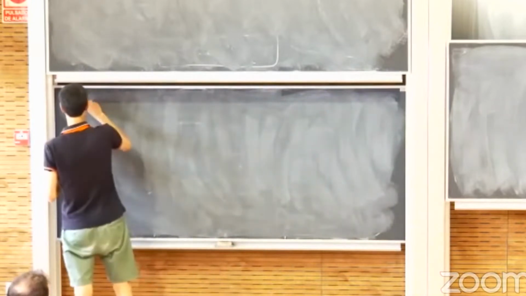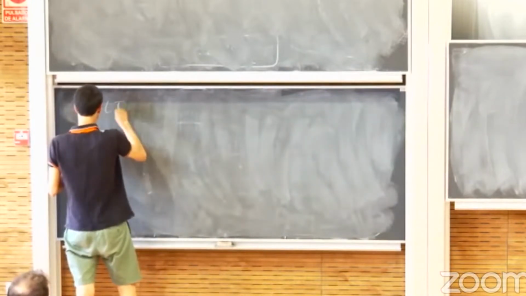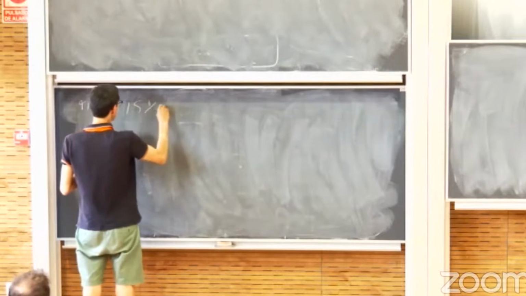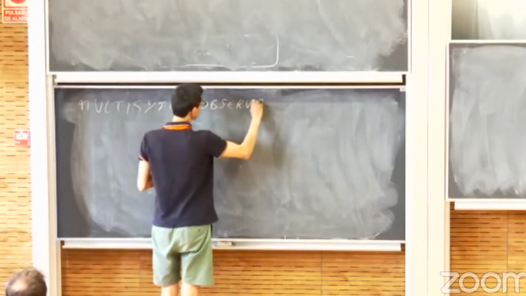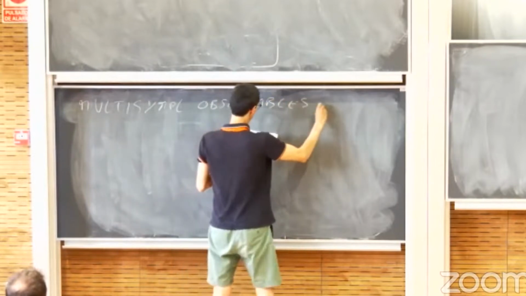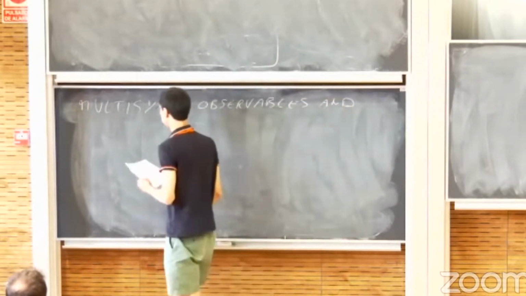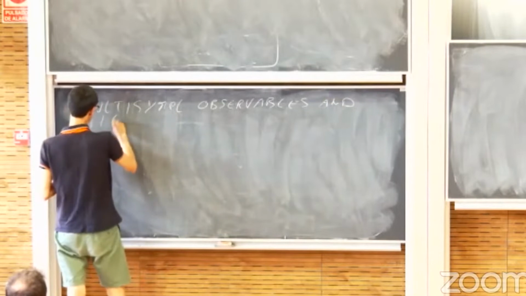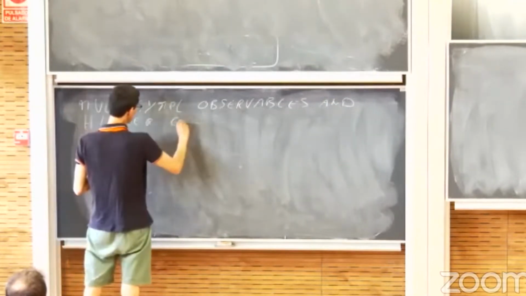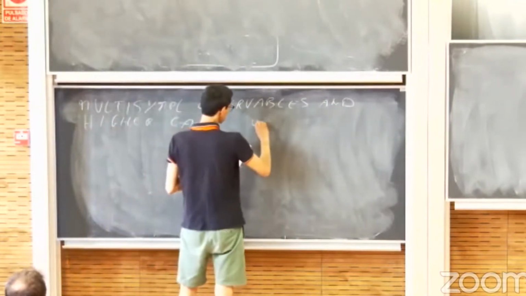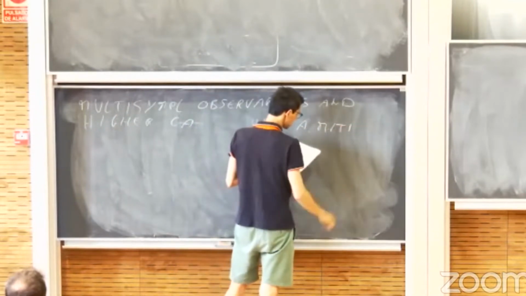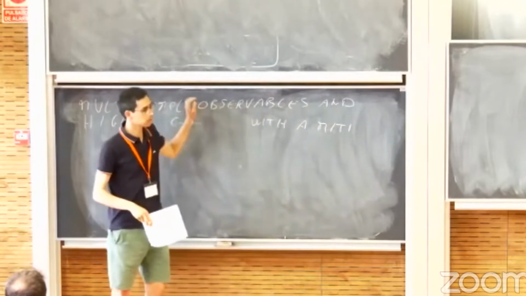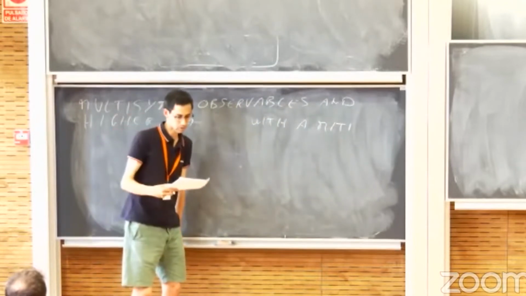So let me write the title, even though Carlos mentioned it. Multisymplectic observables and higher Courant algebroids. This is the work I did with Antonio Miti, who's now finishing his 1-year postdoc at Max Planck.